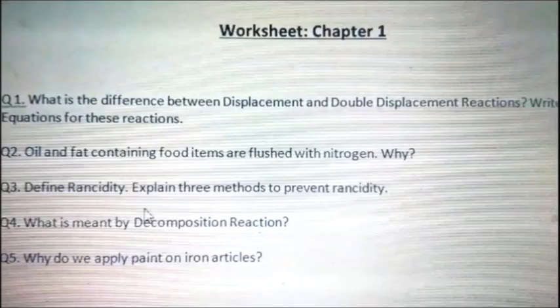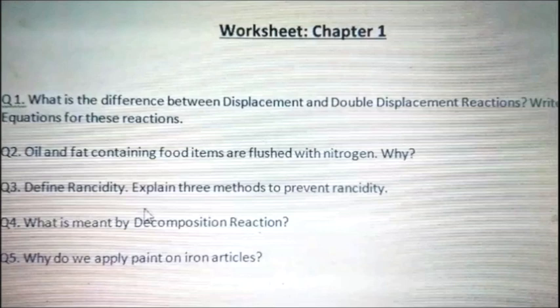So this is your homework, students, for chapter 1. These questions are related to what we have discussed today. Question 1, what is the difference between displacement and double displacement reaction? Write equations for these reactions.